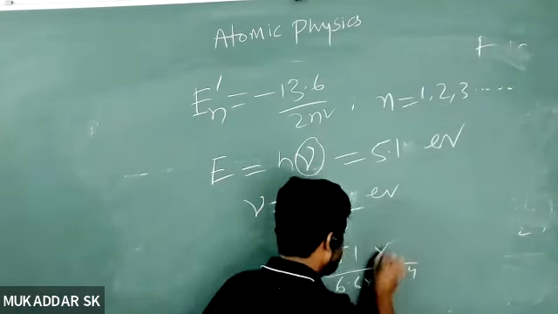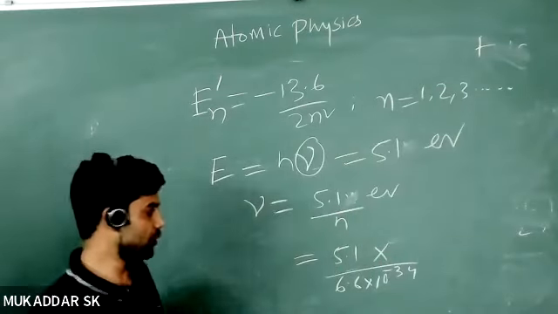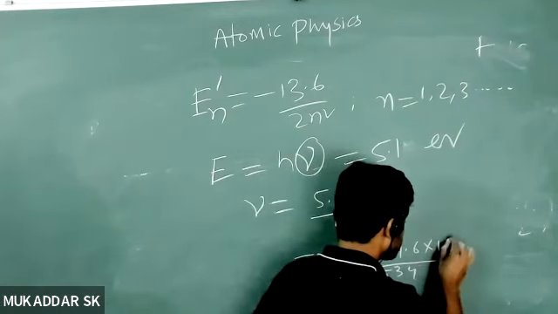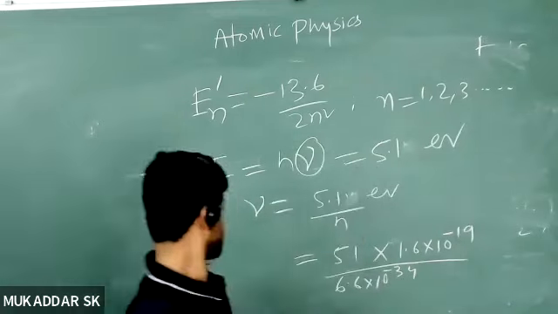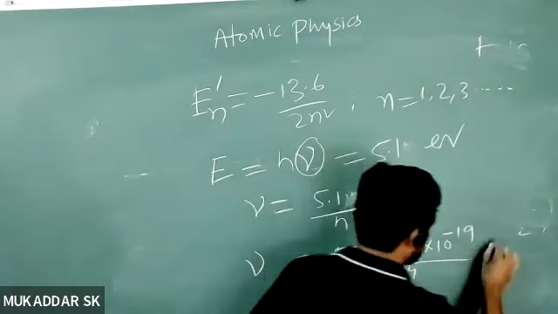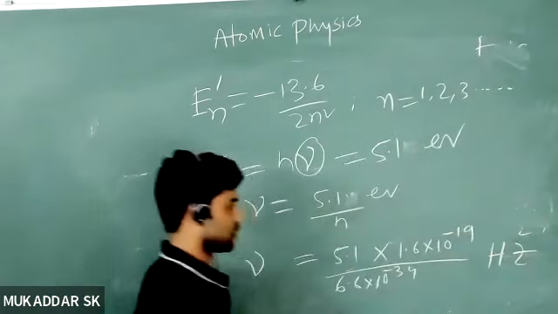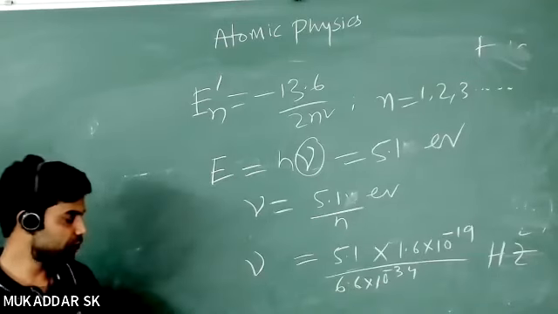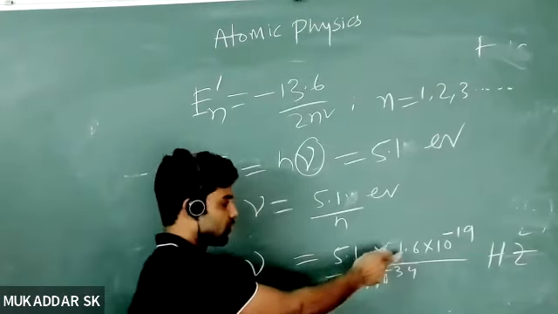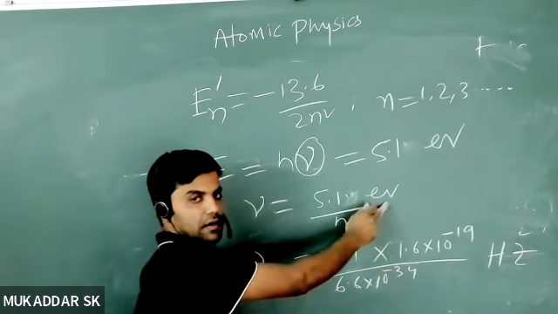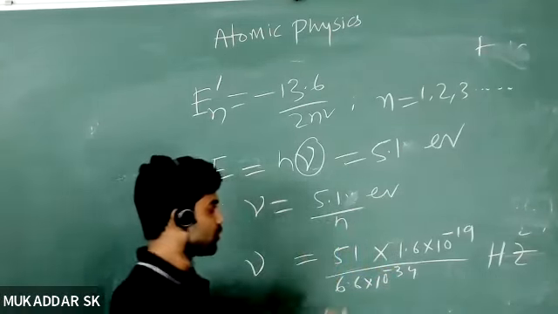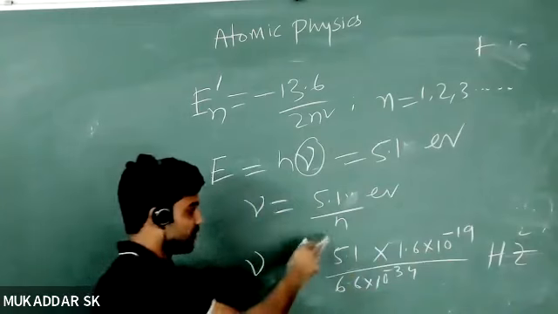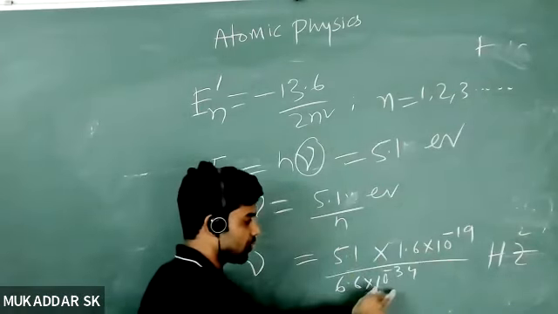Okay, and you have eV, so you have to convert it into joules, right? So how will you convert? You multiply by 1.6 into 10 to the power minus 19. Now this frequency you are getting in hertz, or second inverse. How much will you get if you solve it? 5.1 into 1.6. Why are you multiplying? Because this unit is in eV, so you have to convert it into joules, by multiplying 1.6 into 10 to the power minus 19. And h is the Planck constant, 6.6 into 10 to the power minus 34.